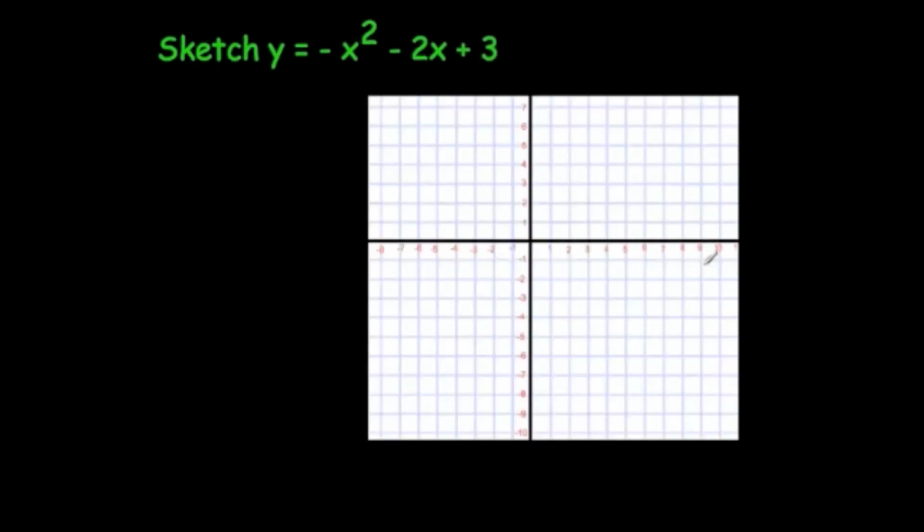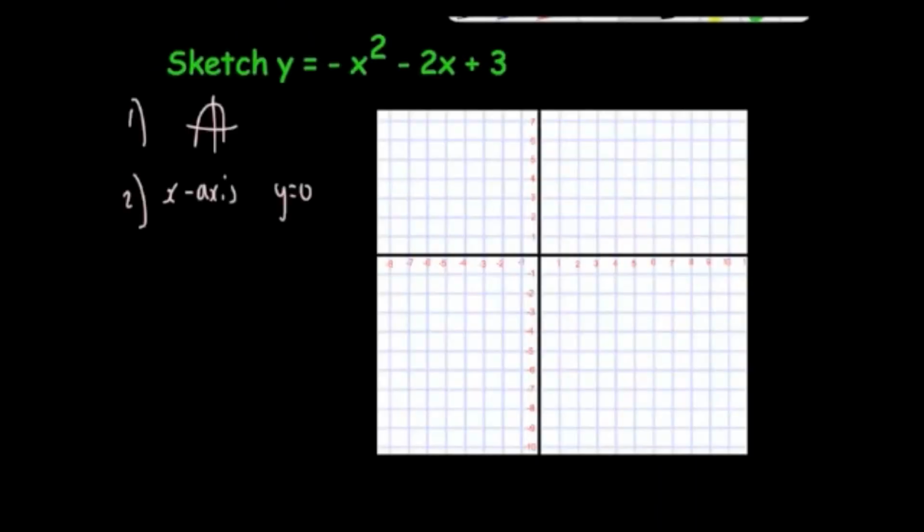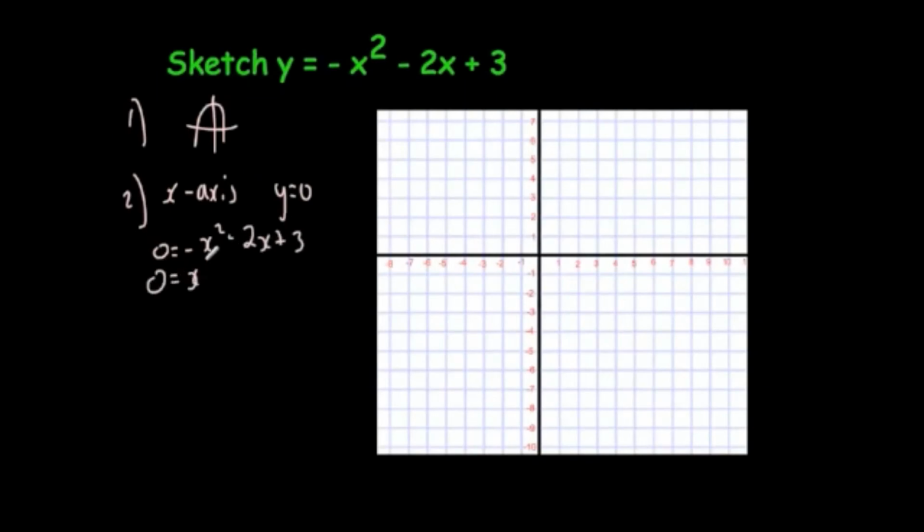And our last example, we're now going to sketch y equals minus x squared minus 2x plus 3. So this time, it's a minus x squared graph. That means it's going to be an N-shaped parabola like that. Next, to find where it crosses the x-axis, you're going to let y equal 0, so you're going to get 0 equals minus x squared minus 2x plus 3. Multiplying through by minus 1 will give you 0 equals x squared plus 2x minus 3.